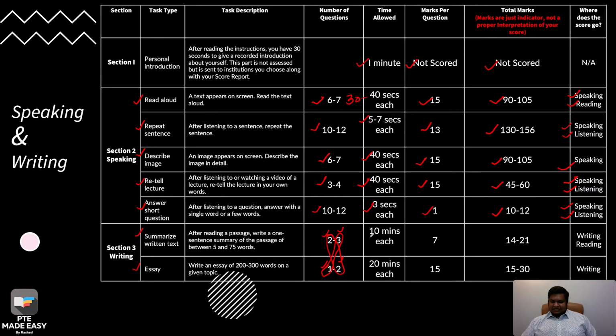For summarize written text, you will have 10 minutes each and 7 marks for each question, and that will give you 14 to 21 marks altogether. Score goes to writing as well as reading. And then you have essay, 20 minutes each question, 15 marks each question, 15 to 30 marks altogether. Score goes to writing.